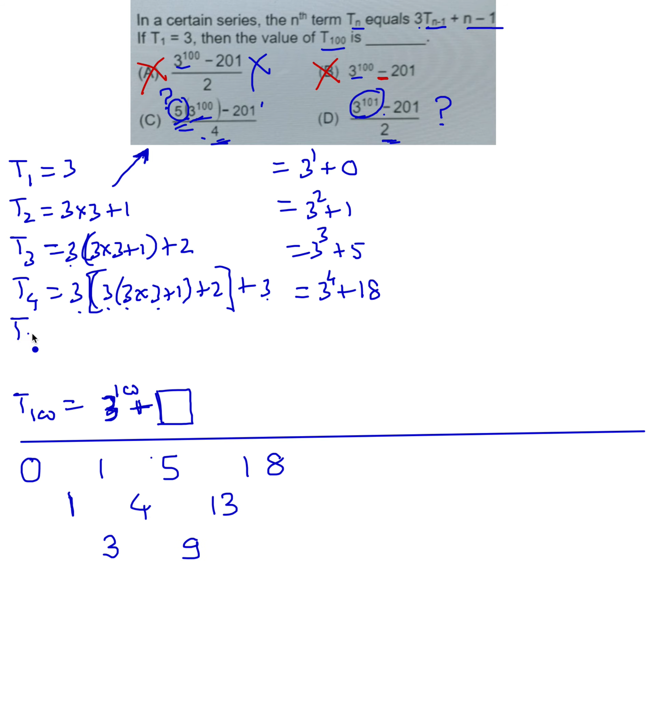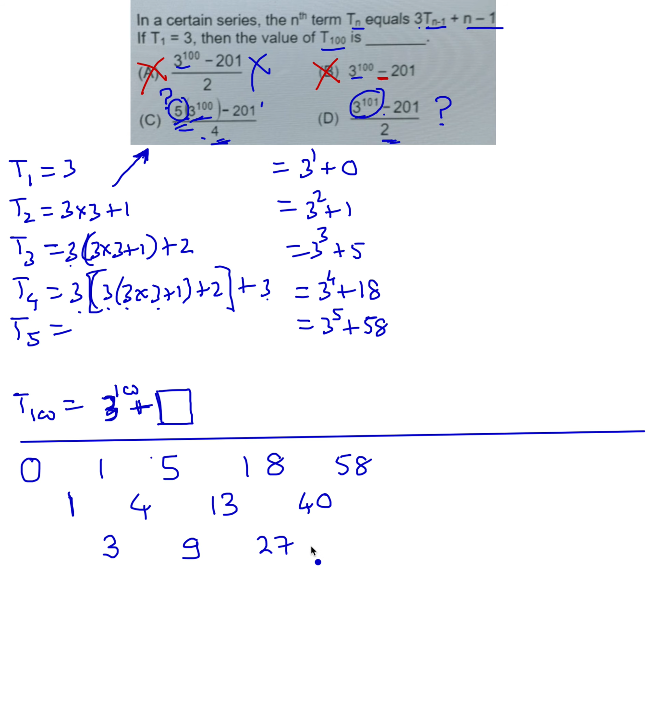Let's find the next term. T5 is 3 times the previous one: 3 raised to 5 plus 3 times 18, which is 54. 54 plus n minus 1, that is 4, gives 58. So the next term here is 58. The difference between the two terms is 40. The difference between the differences is 37.